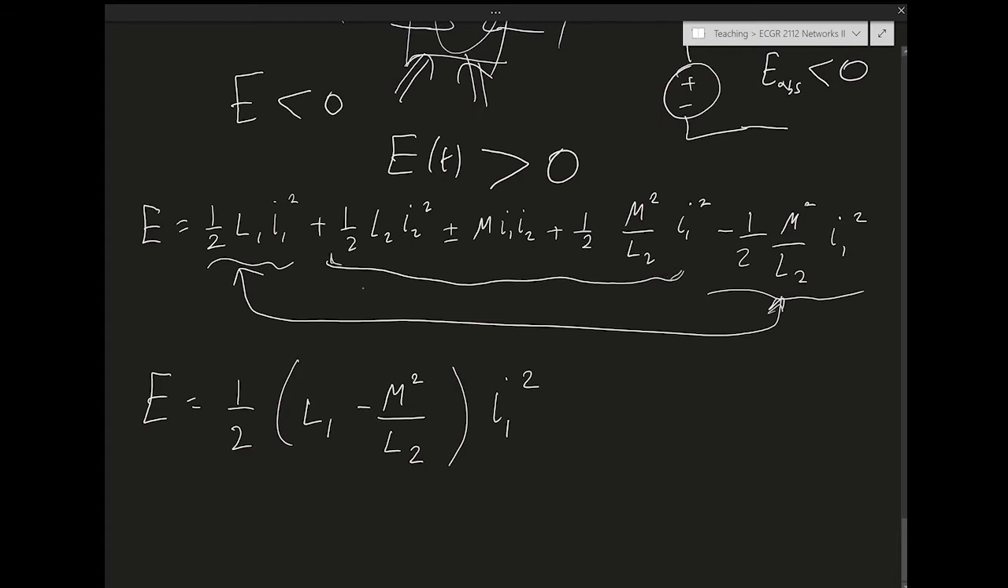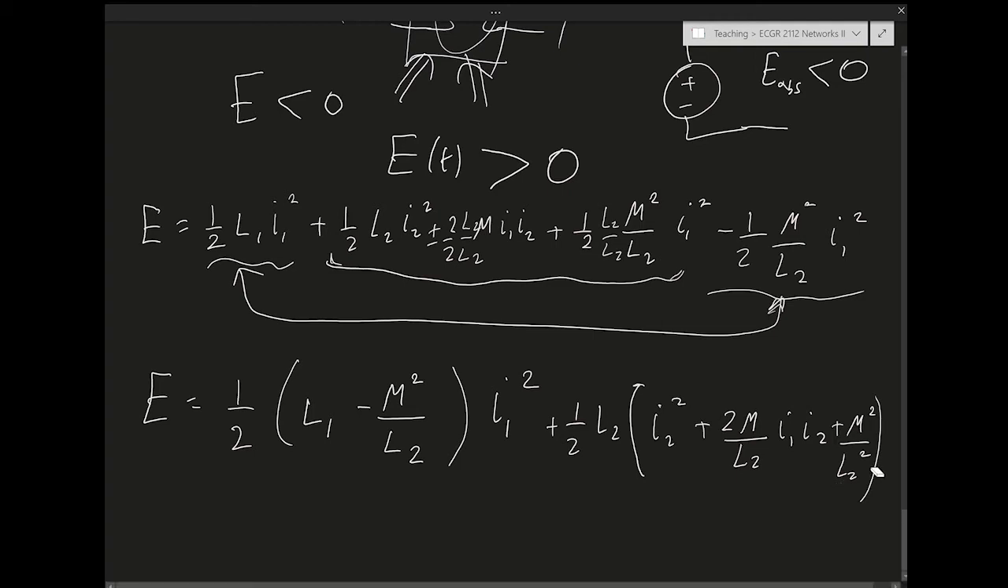Now in this term, let me take half L2 out. So this is going to become plus half L2. So let me multiply this by L2, divide by L2. It's still 1, it's the same. So I took out half L2, and then multiply this by 2 over 2, so this is 2L2 over 2L2. So I take half L2 out, I end up with I2 squared. I took now half L2, I end up with plus 2M over L2 I1 I2, right? And again, I have L2 over L2 here, so I took half L2 out. I end up with plus M squared over L2 squared I1 squared, of course.